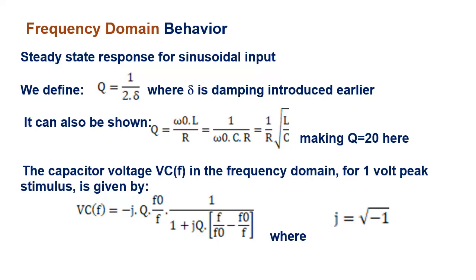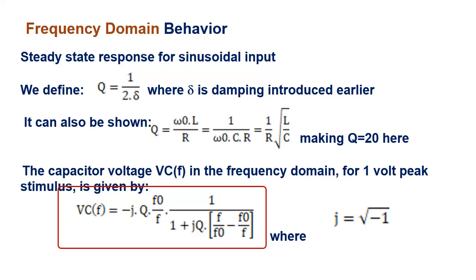Now we discuss the frequency domain behavior of the series RLC circuit. Frequency domain behavior is the steady-state response for sinusoidal input, as introduced in session 2. We introduce a parameter called Q or quality factor, that is inversely proportional to damping. The capacitor voltage as a function of frequency can be expressed in terms of quality factor and natural frequency as shown in the equation.